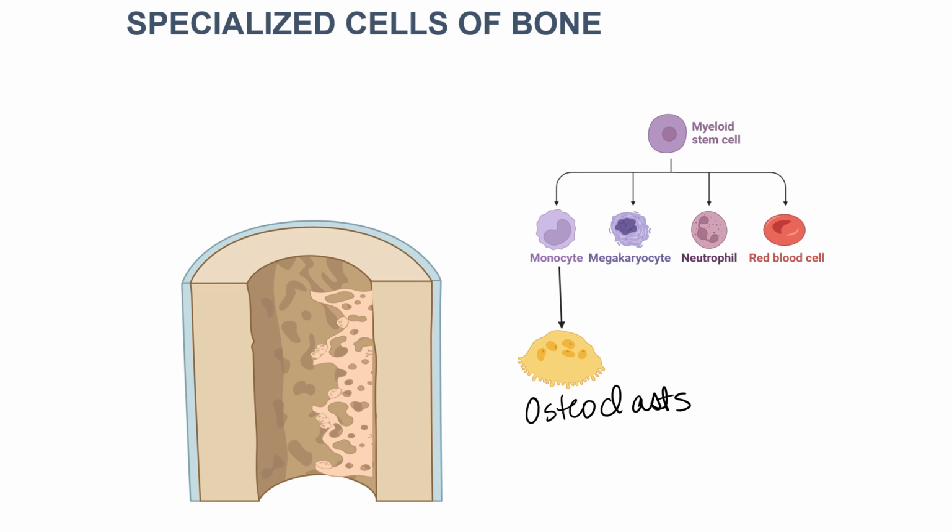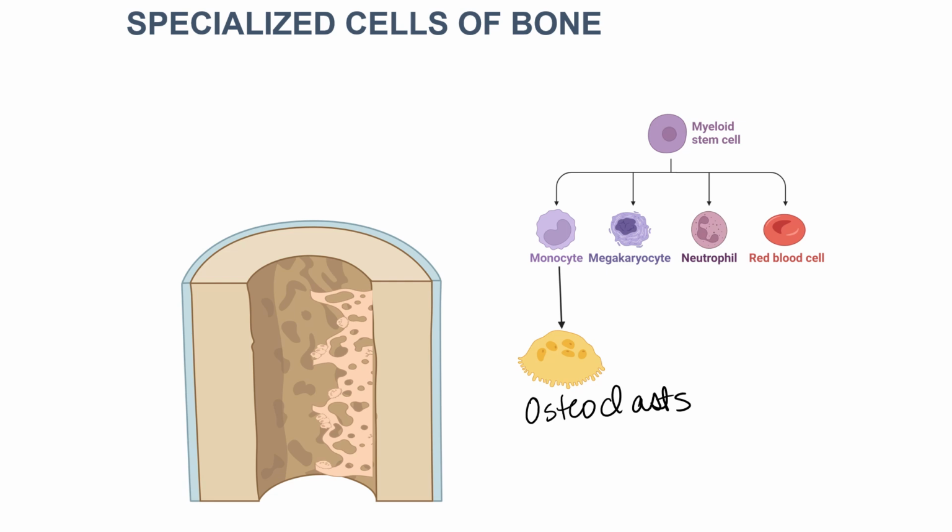In fact, they arise from a myeloid stem cell, which, as you can see, is the precursor for erythrocytes, a certain type of white blood cell called a neutrophil, and cells that fragment to give rise to platelets, which is something called a megakaryocyte. So an osteoclast has a very different lineage than the other bone cells. And I think that osteoclasts kind of look like the ghosts in Pac-Man.